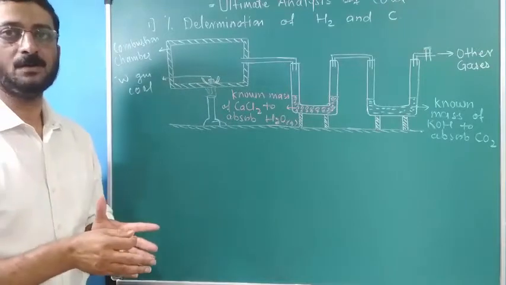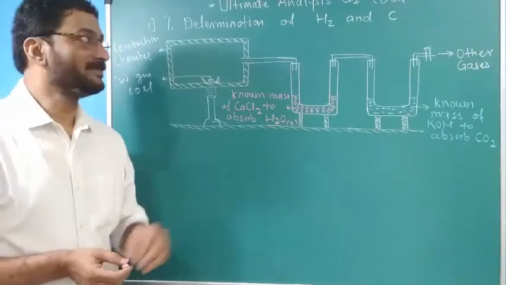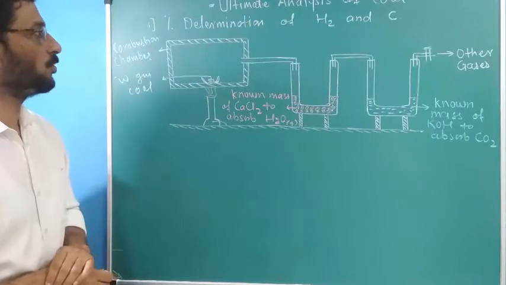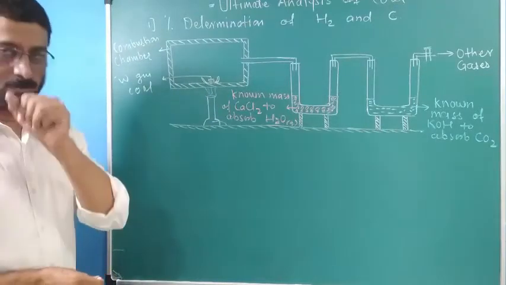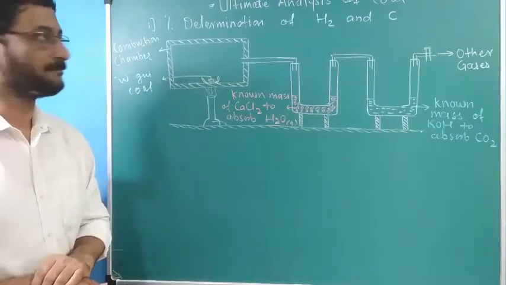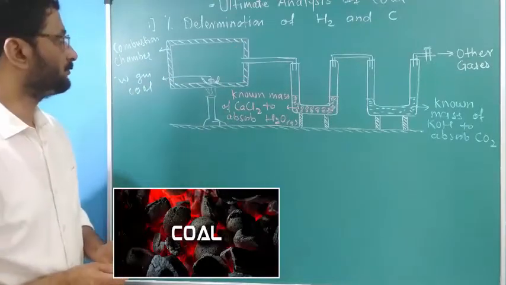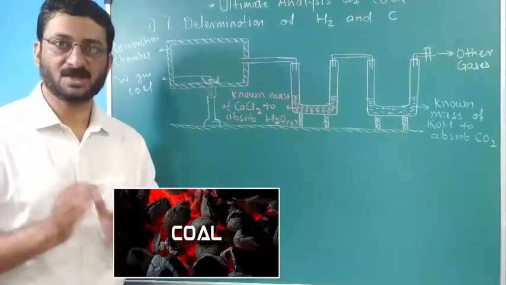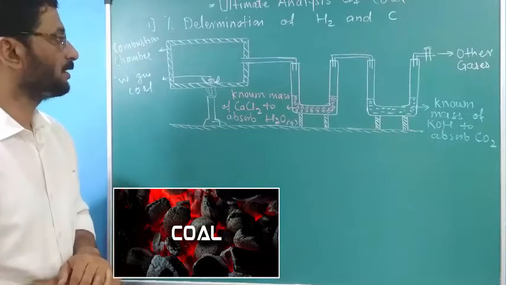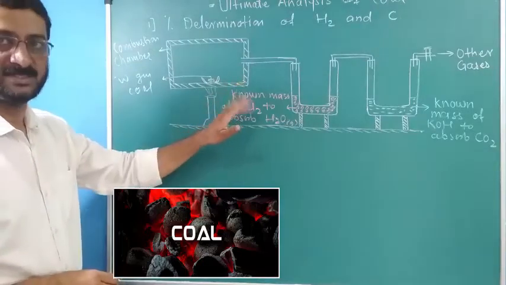After proximate analysis, one more analysis is given, that is ultimate analysis of coal. It involves four main steps. First is percentage determination of carbon and hydrogen. Okay, we'll complete this here.